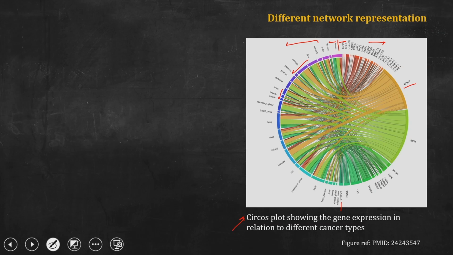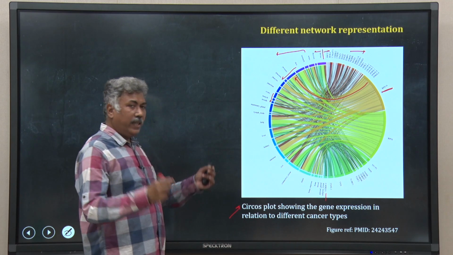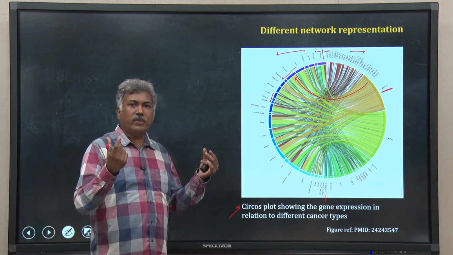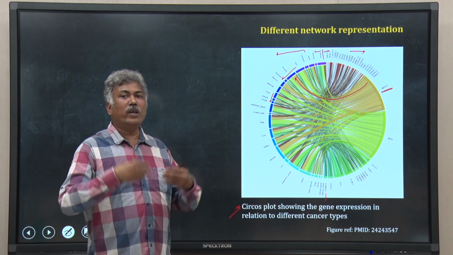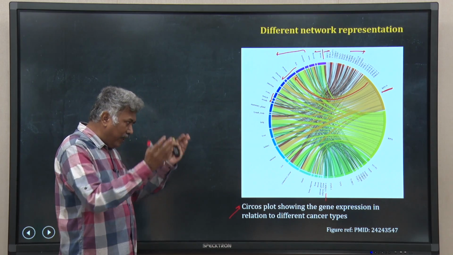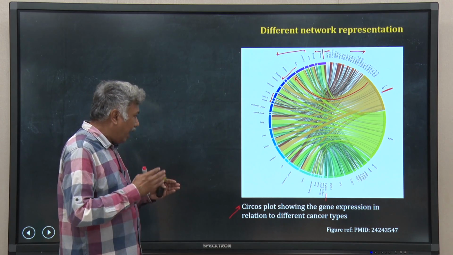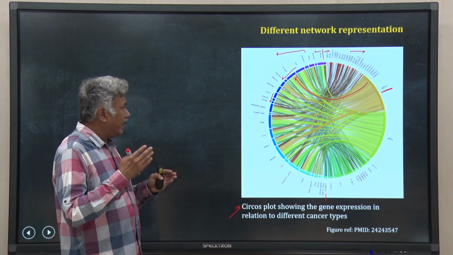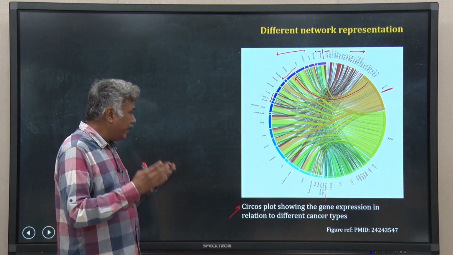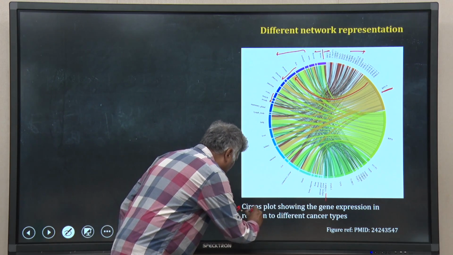For example, this gene has overexpression in this cancer, prostate cancer, that is why there is a ribbon between these two. And the thickness of this ribbon represents how much overexpression there is. So, in this way, in a circular fashion with ribbons, they are visualizing the overexpression of certain genes in diverse types of cancer, and this type of plot is called a Circos plot.